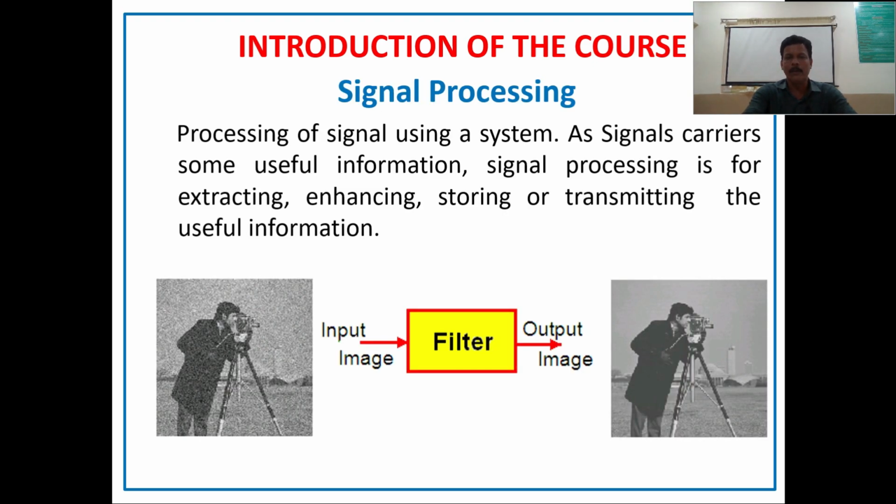Next, coming to signal processing. It is processing of a signal using a system. As a signal carries some useful information, signal processing is for extracting, enhancing, storing or transmitting useful information. We can take a best example of signal processing by a system: a filter. Here we have given an image, the cameraman image, which is blurred. So what is our task here? The operation we are going to consider is removing the blur. If this blurred image is applied to a filter, we get a clean image as the output image. So here the filter is the system, the blurred image is the input signal, the clean image is the output signal, and removing the blur is the operation performed by the system.